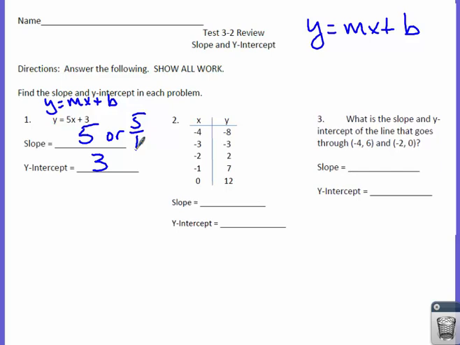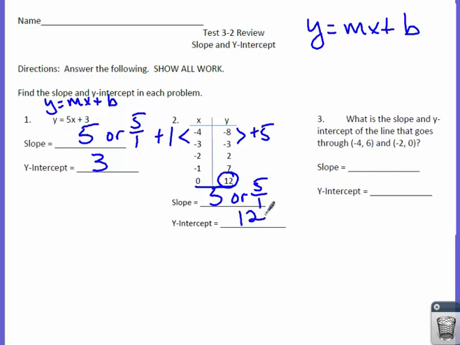Now from a t-chart, we know that we're going to use our delta y divided by our delta x. So delta y is plus 5, our delta x is plus 1. That didn't look right. It's plus 1. So 5 divided by 1, again, our slope is 5, or 5 over 1, because 5 over 1 is our slope as a fraction. Now our y-intercept is going to be the y value when x is 0. So our y value is 12, so our y-intercept is 12.